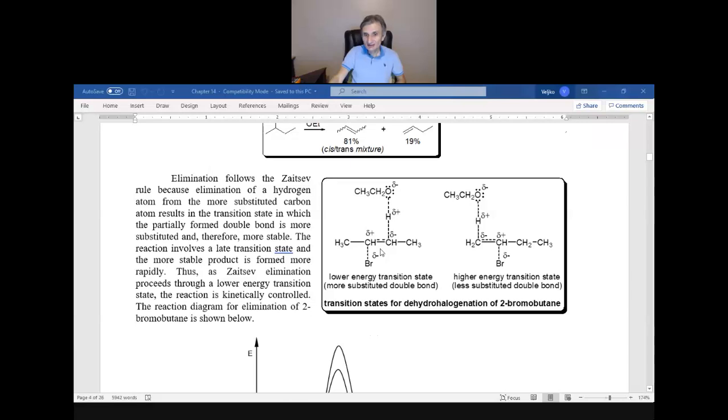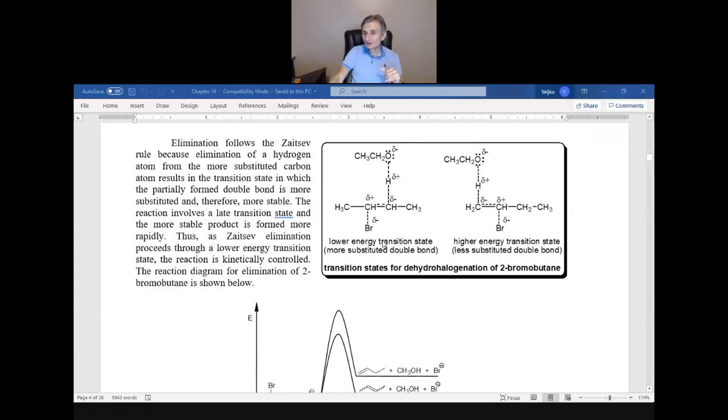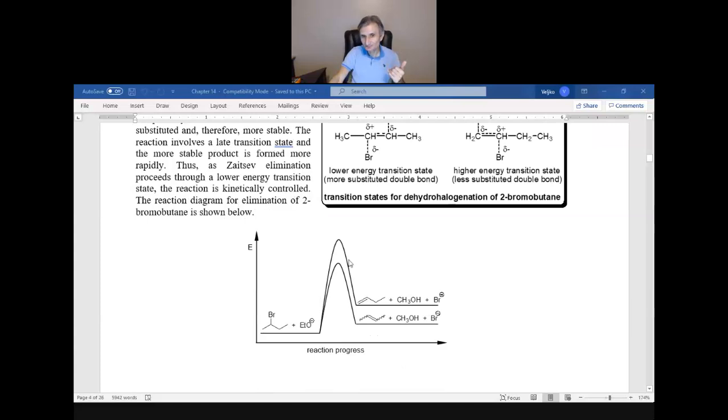And that's because in the transition state, double bond that is developing, that has more substituents, leads to lower energy transition state. Double bond with fewer substituents means higher energy transition state. And you can see that here. Reaction is endothermic. Another way to look into it is that transition state, according to Hammond postulate, resembles product because it's endothermic reaction. And so more substituted double bond is more stable than less substituted. That means transition state that leads to formation of more substituted double bond is lower energy compared to one that leads to less substituted double bond.